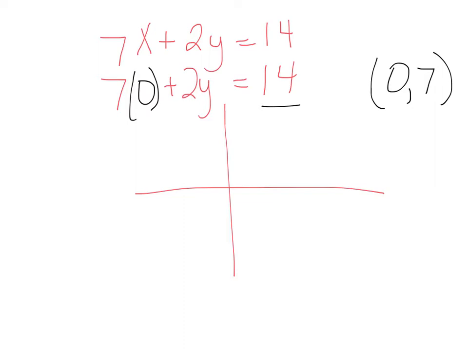Now, if I do the same thing, except I'm going to put in a 0 for the y this time, and figure out what the x will be. 7 times what is 14? 2. So here's my second point, 2, 0.